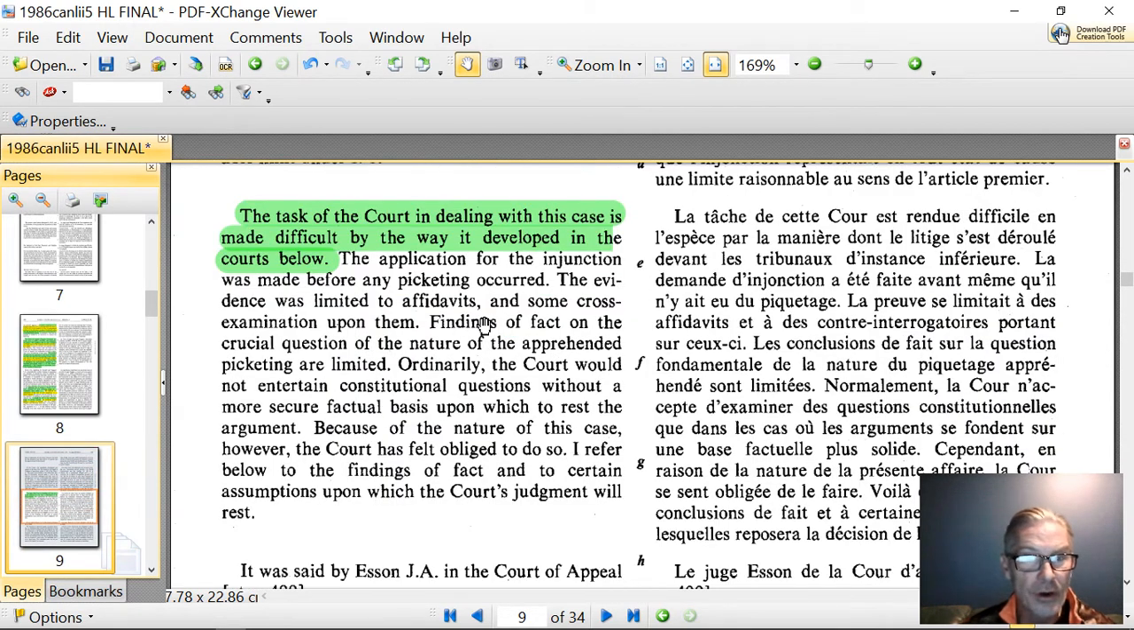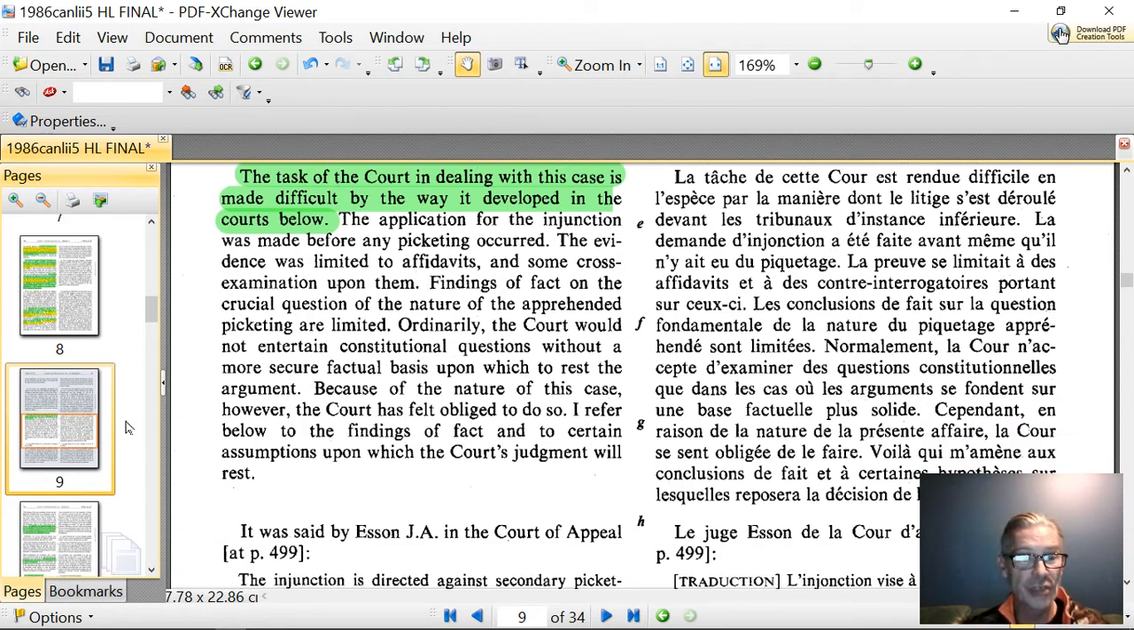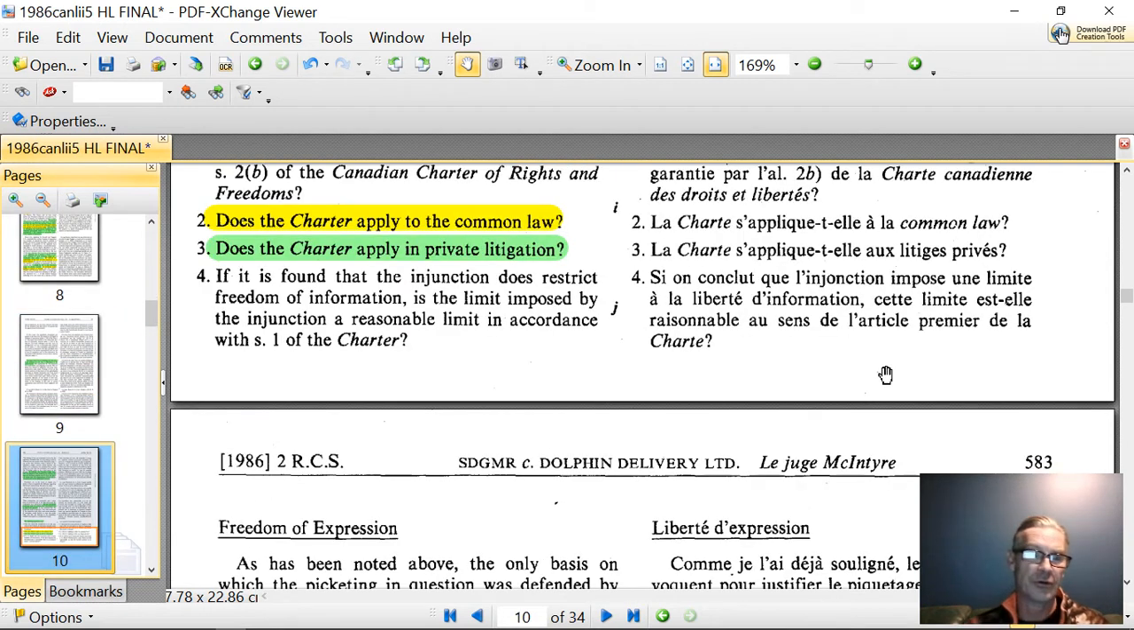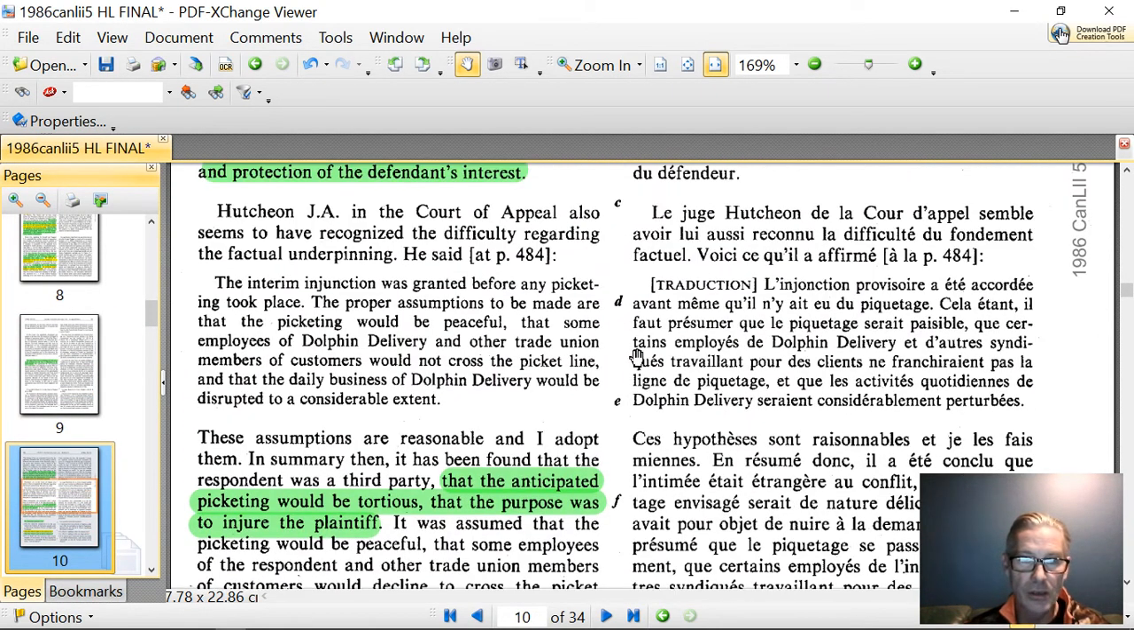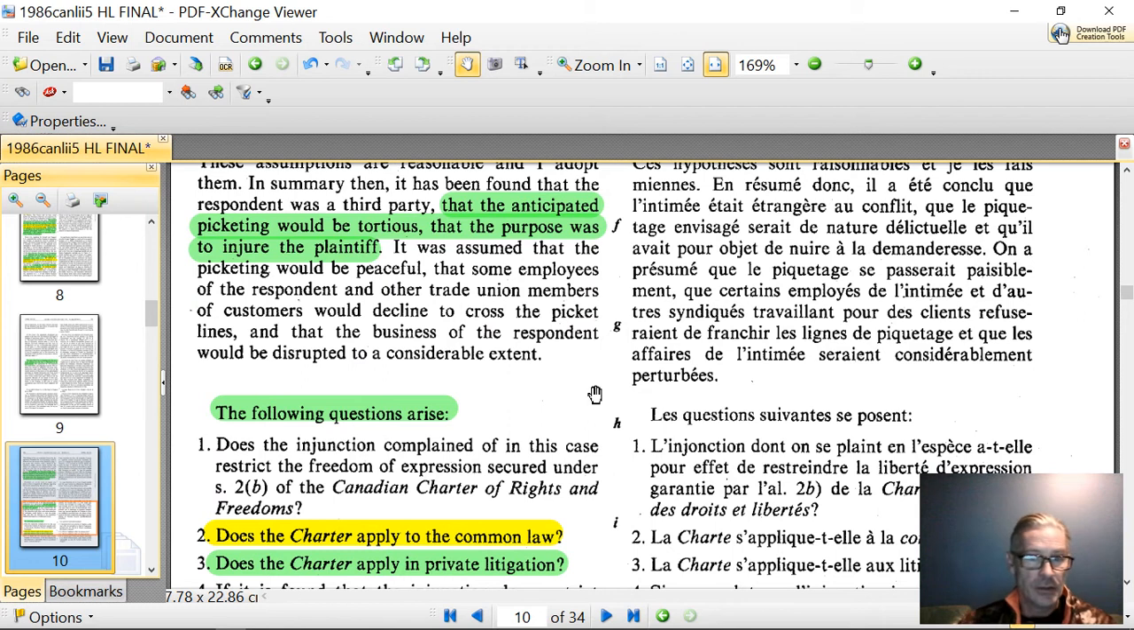The task of the court in dealing with this case is made difficult by the way it developed in the courts below, as is the case with many court cases. They're appealed all the way up to the Supreme Court sometimes. One judge will say something, or a group of judges will say something, and another group will disagree. So on it goes all the way up to the Supreme Court. And once again, they're agreeing that the anticipated picketing would be tortious and the purpose was to injure the plaintiff.